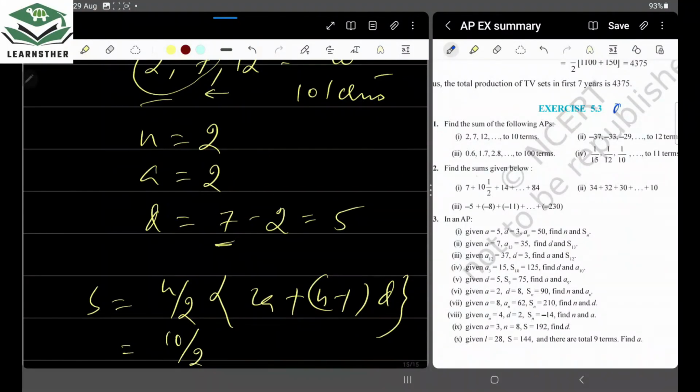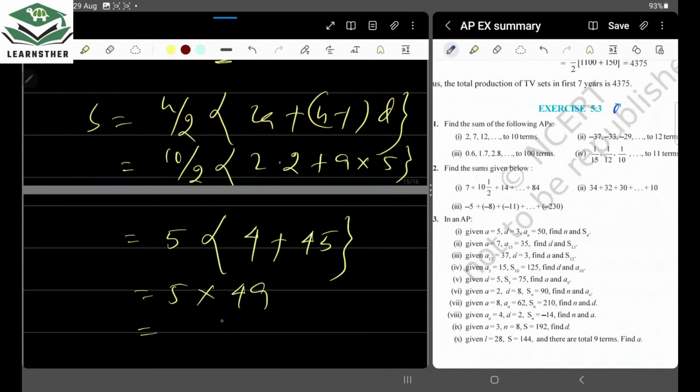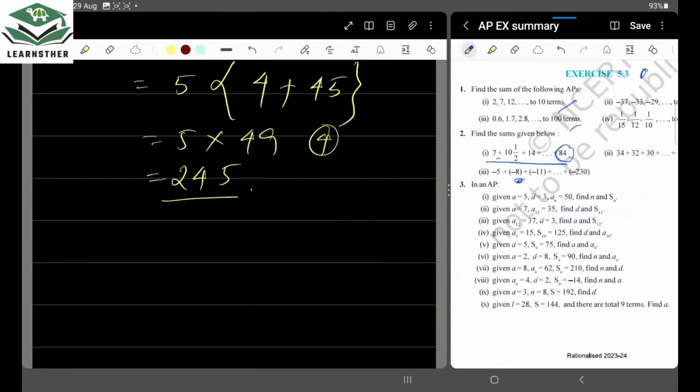Here n is 10, so 10 by 2, 2 into a is 2, n is 10, 10 minus 1 is 9, d is 5. So 5 into (4 plus 45) is 5 into 49, which is 245. This is the answer.